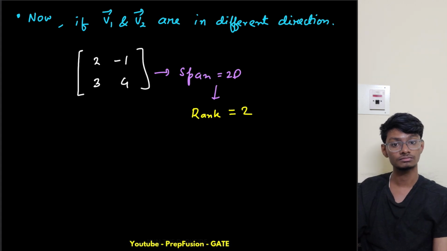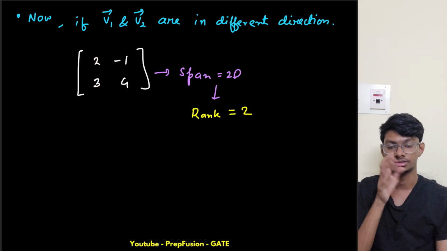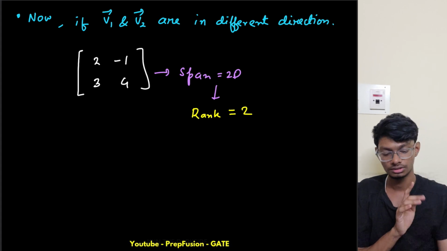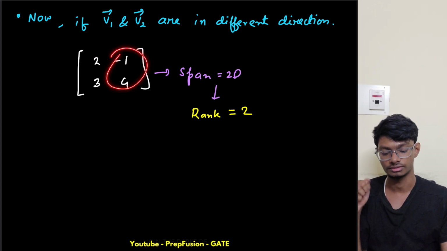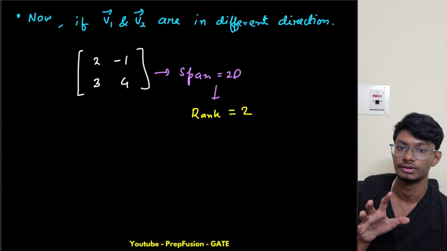When can it be 0? Just think, when can it be 0? When this is a null matrix, right? Then the rank will be 0. When can it be 1? When this is a linear combination of this one, or a multiple of this one. So that's how rank can be calculated using the determinant also.